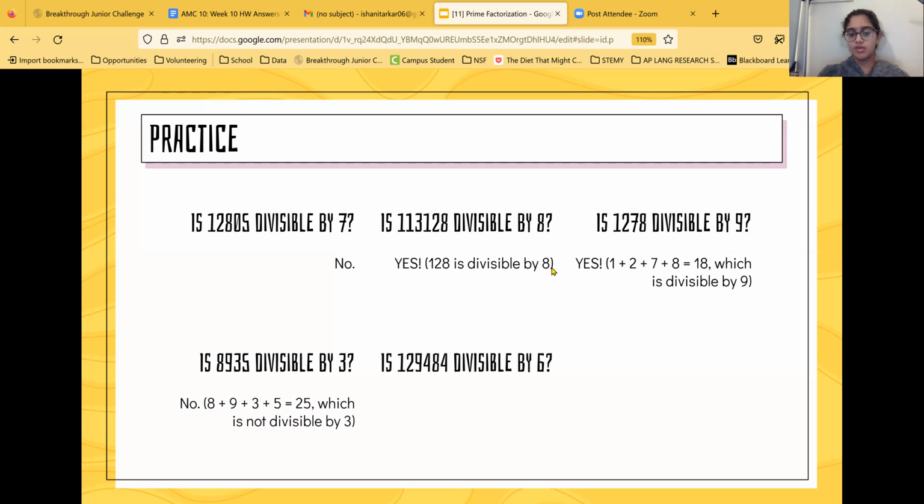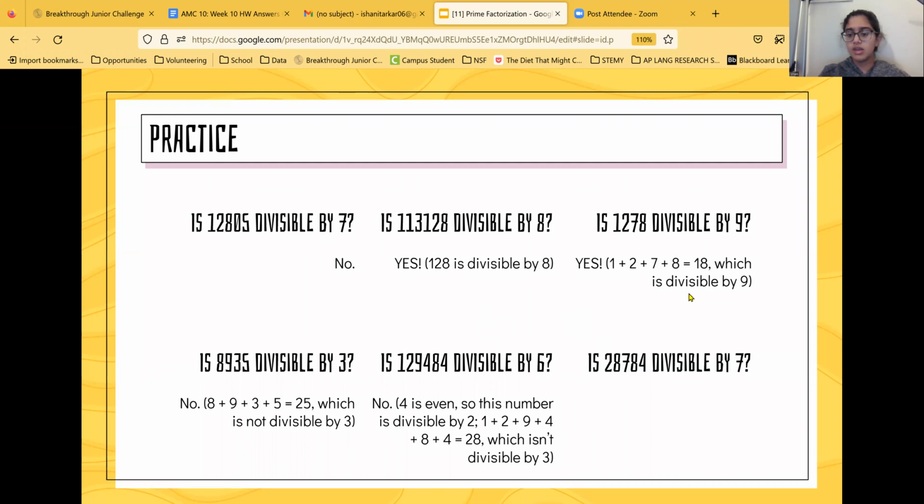Okay, is 129,484 divisible by 6? So remember, 6 is where it follows the rules for both 2 and for 3. Okay, so I am seeing some answers in the chat. So we can tell that it follows the rule for 2, right? It ends in an even number. So for 3, now we have to see if the digits sum to a multiple of 3. So 1 plus 2 plus 9 plus 4 plus 8 plus 4 is equal to 28, which is not divisible by 3. So therefore, this is not divisible by 6.